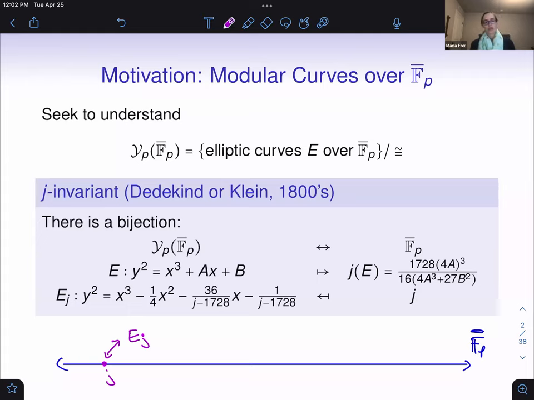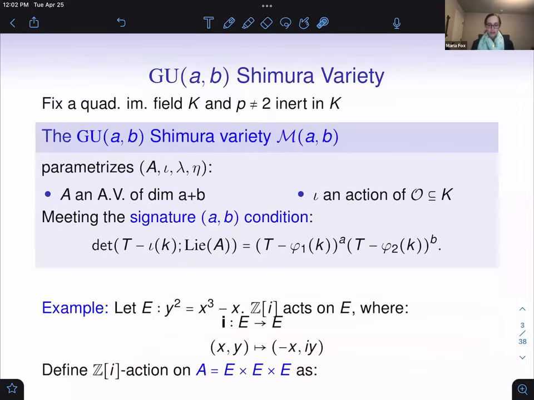And what we'll be doing in the talk today is replacing these elliptic curves with abelian varieties with extra structure. So our moduli space is going to be significantly more complicated than just the line. And we're going to try to study some of the structure of this moduli space. So in particular, we're replacing the elliptic curves with abelian varieties.